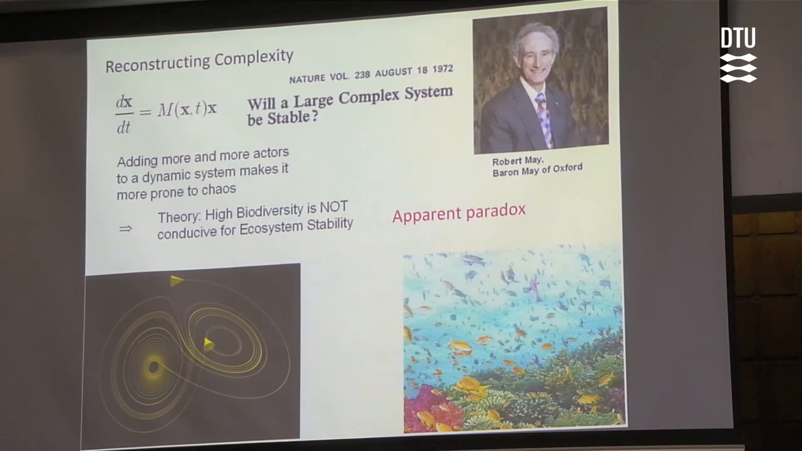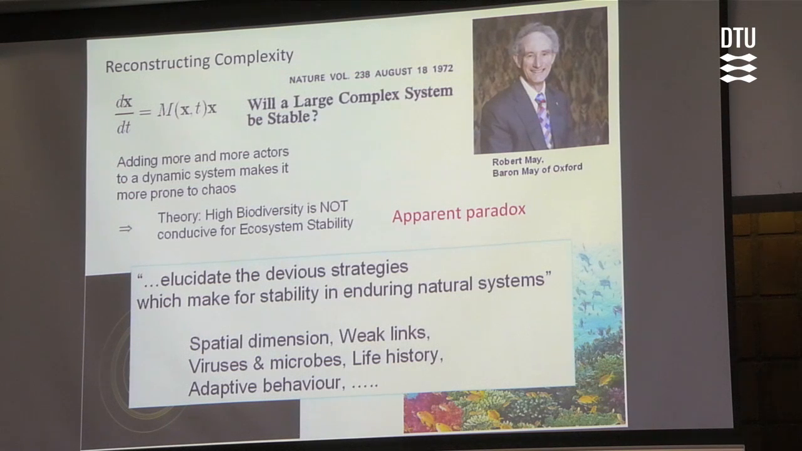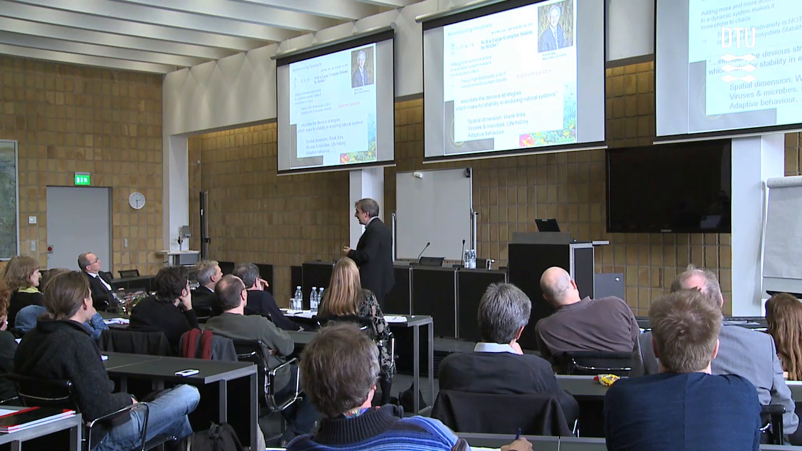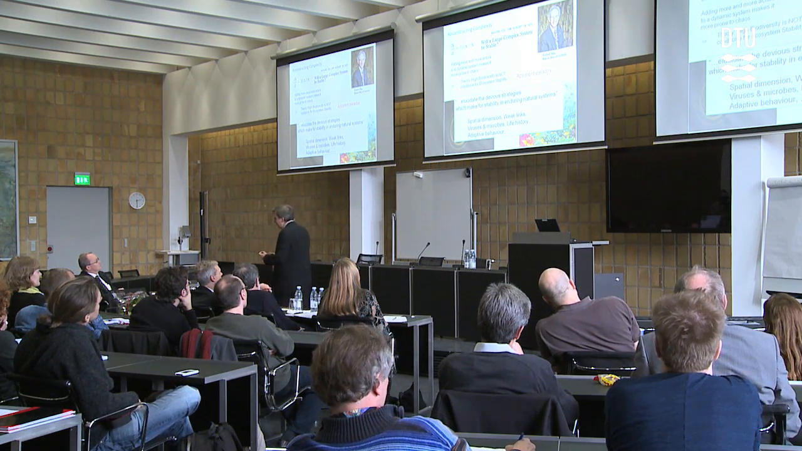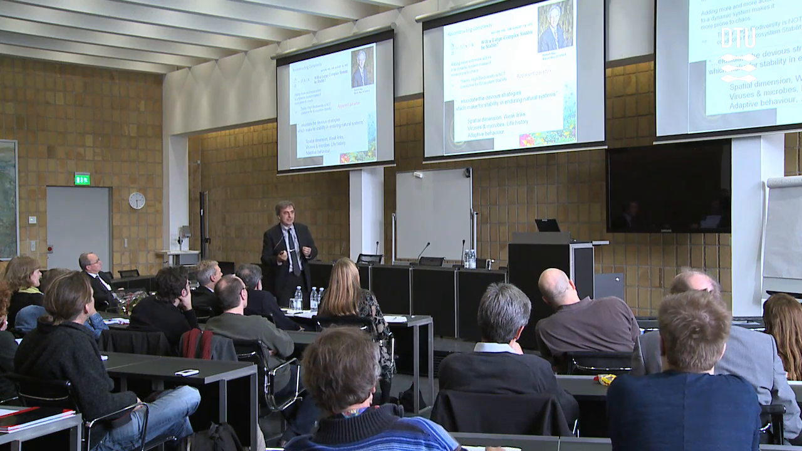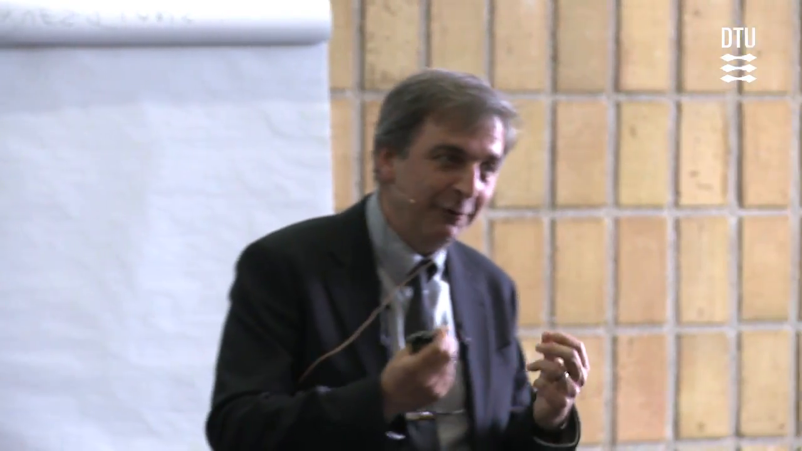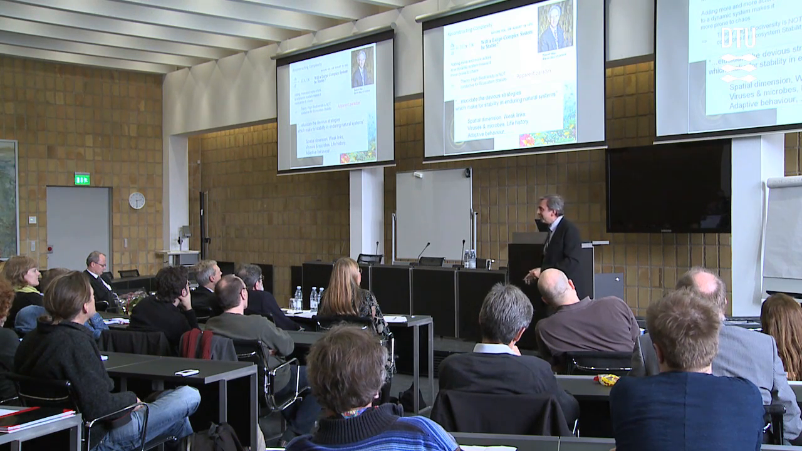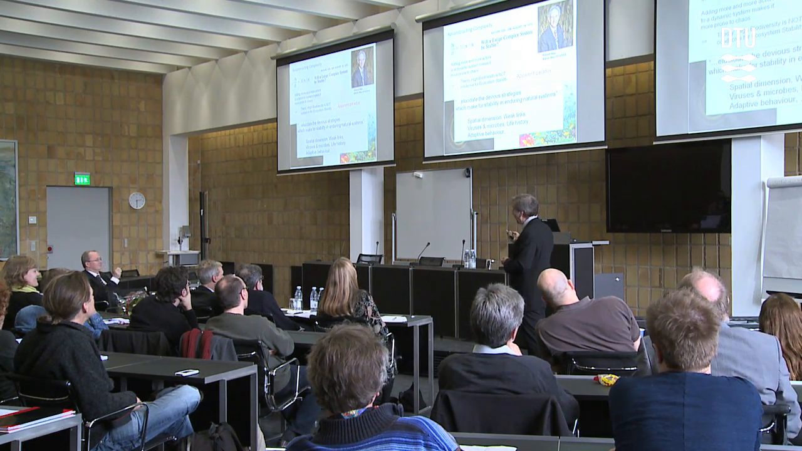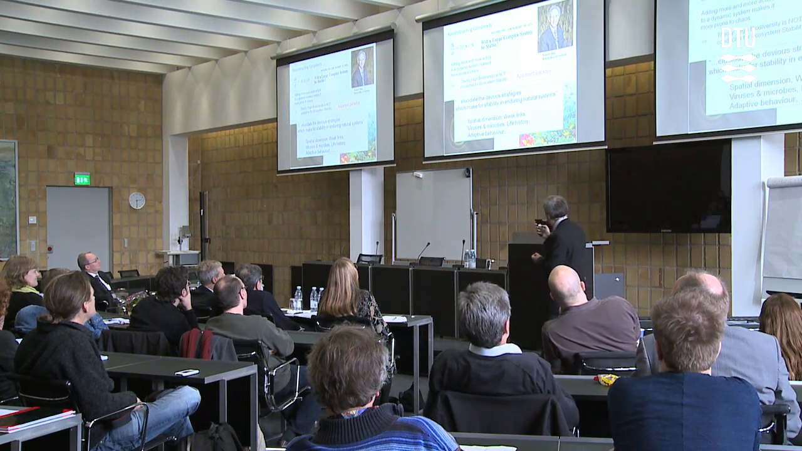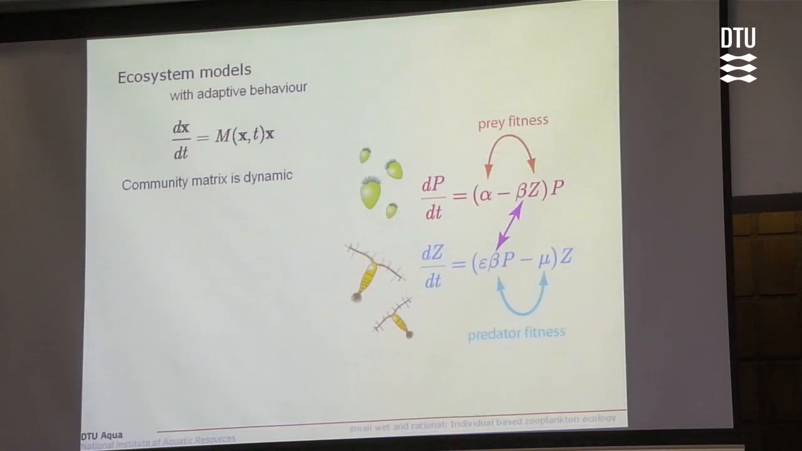Now, Robert May, it was just Bob May at the time, but since then he's become Baron May of Oxford, 40 years later. He never actually believed it, but he challenged people to elucidate the devious strategies by which nature can actually make this happen. So, if you have a theory and you make a measurement or an observation and it fits the theory, you've just made a measurement, right? But if you make a theory and you find something that's totally opposite, then you've made a discovery. So people have been trying to figure out what these devious strategies are. And there's a whole bunch of them.